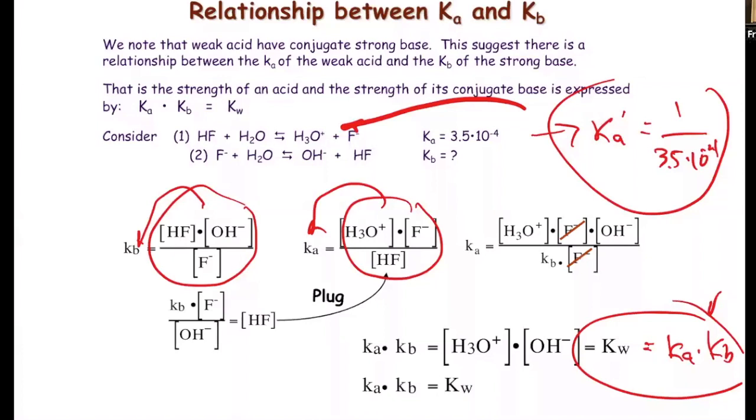Okay, these two are not reverse of each other. One, they're both reacting with water. One's producing hydronium, the other one's producing hydroxide, but they are related to water, Kw, by this equation right here. So put that in your equation page, because you will be using that a lot.